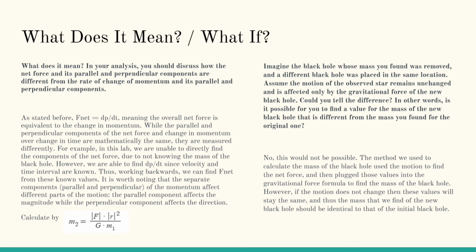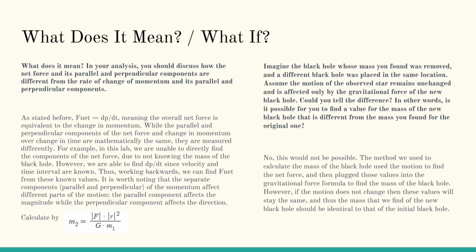It is impossible for us in this new situation to find a number for the mass of the new black hole that is any different from the mass of the old black hole. This is because the situation seems to remain the same. The motion and mass of the star remain unchanged, the new black hole is placed in the same position as the old black hole, and the gravitational constant, by definition, is a constant. This means that all the numbers that we're plugging into the equation seem to be the same, which means that we should get the same result for the mass of the new black hole as the mass of the old black hole.